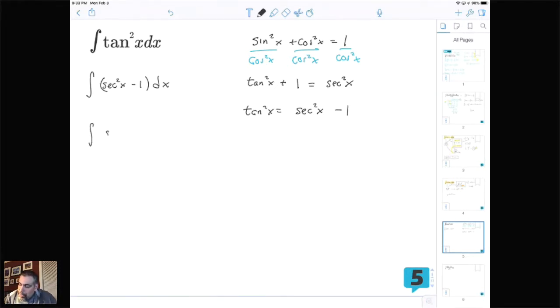Namely, I can now split this into two separate integrals, the integral of secant squared x dx and the minus the integral of 1 dx. And secant squared is actually one of those 13 integrals that we're supposed to know. So you should be familiar with the integral of secant squared. As soon as you see that, you're supposed to know that the integral of secant squared is tangent x. And now we're going to subtract the integral of 1 dx. That's going to be minus x. And then, of course, we're going to need a plus c for our indefinite integral at the end.